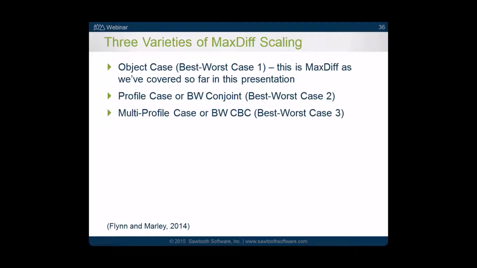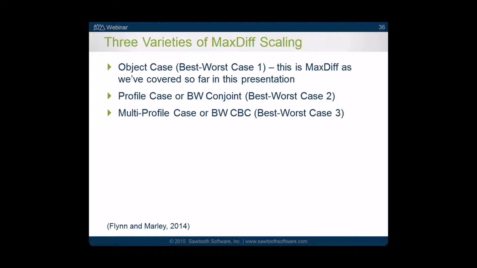And later this month, there's also a book coming out. Jordan's got a book coming out on best-worst scaling that you can buy on Amazon.com if you're interested. I haven't seen the book yet, I've got it on order, but I'm sure when it comes out, it'll talk about these three different kinds of best-worst scaling.